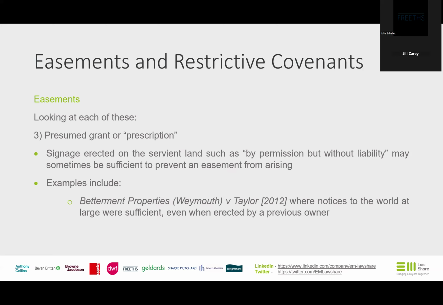That sign is put up in a bid to stop anybody from subsequently claiming that they can walk across and do whatever they see fit with the property. So to look at some examples, in Betterment Properties, notices to the world at large were found to be sufficient to have prevented an easement from arising, even though they'd been put up by the previous owner.